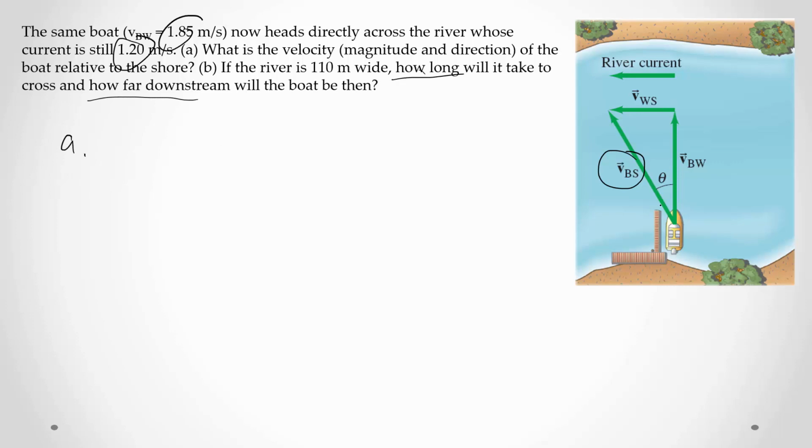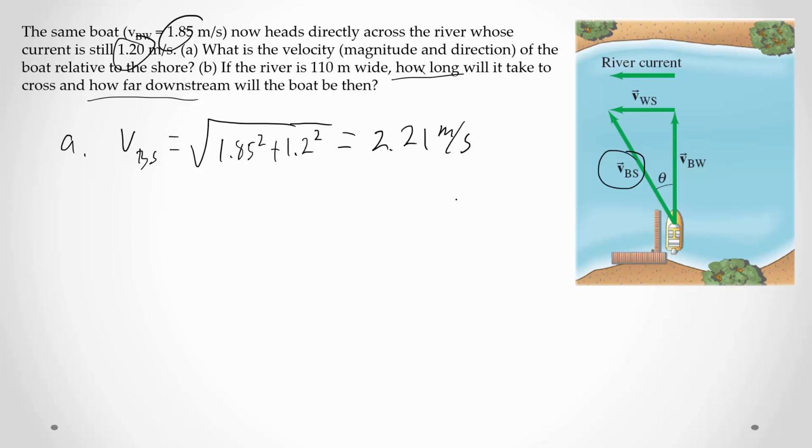Again, we can just use trigonometry. We know these two sides of our triangle, so we can actually use the Pythagorean theorem to find the magnitude of this side of our triangle. So the velocity of the boat relative to the shore is going to be the square root of 1.85 squared plus 1.2 squared. And that is going to give us a magnitude of 2.21 meters per second.